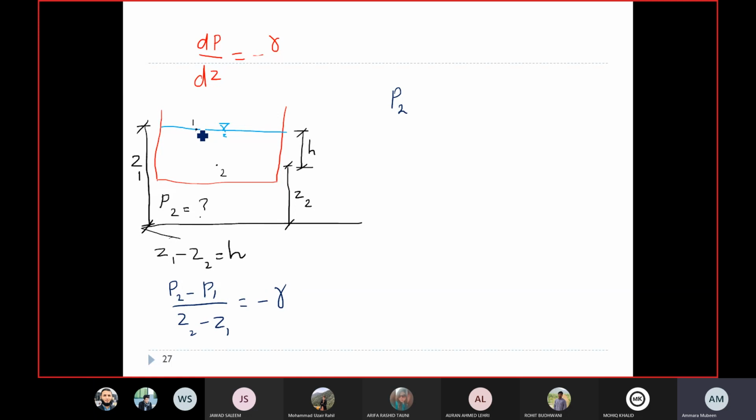So at point 1 we say that gauge pressure is 0, and we are considering gauge pressure at the 2 points. Though you can consider absolute pressure here. I'll be telling you about the definitions of gauge, absolute and atmospheric pressure in a short while. But for instance, on a free surface, we are considering pressure as 0. Okay? So P1 here is 0. So P2 minus 0 over minus Z1 minus Z1 is equal to minus gamma.